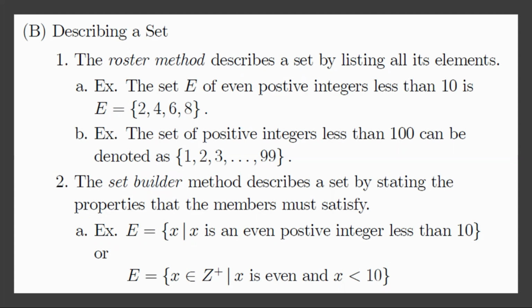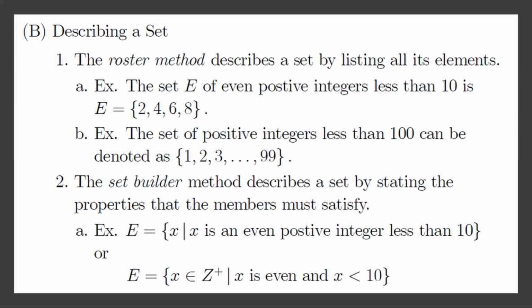We could also say the set of positive integers less than 100 can be denoted. And this is still technically the roster method, even though we don't list them out. We do 1, 2, 3. Usually you need at least 3 or 4 elements to set the pattern, but here it's understood that you could fill this in with the rest of the numbers, right? We understand this to be all the integers 1 through 99.